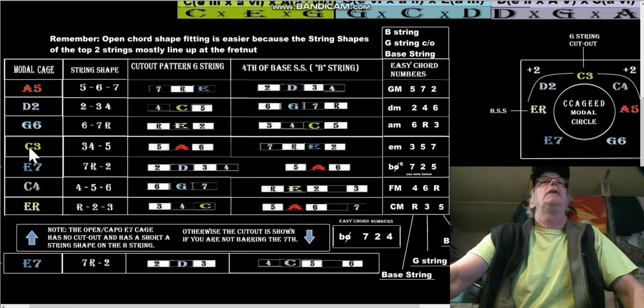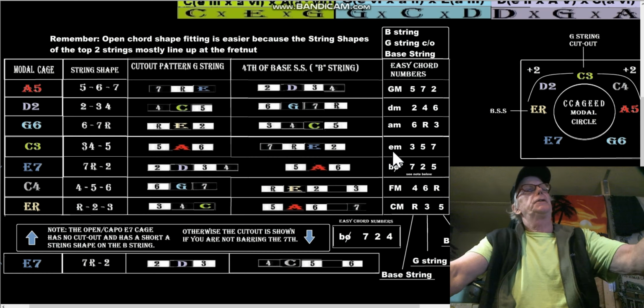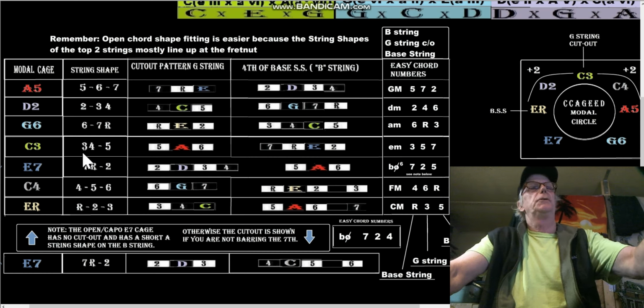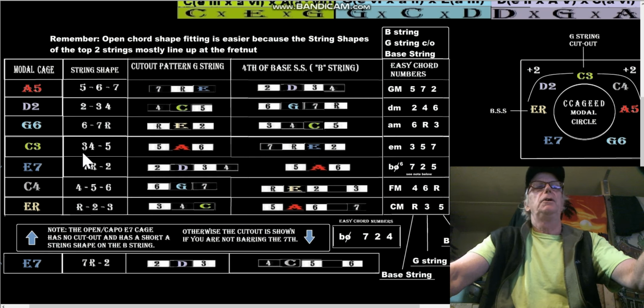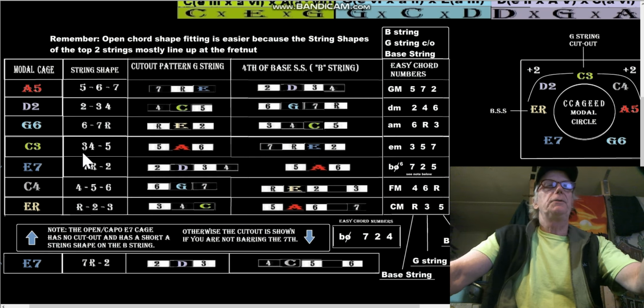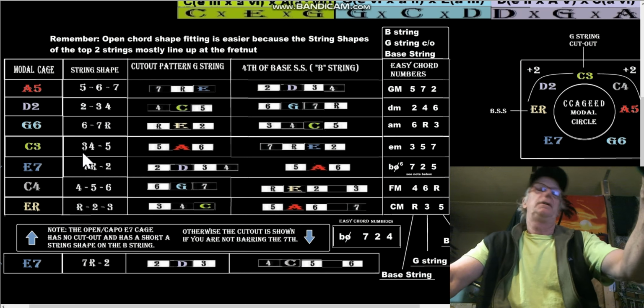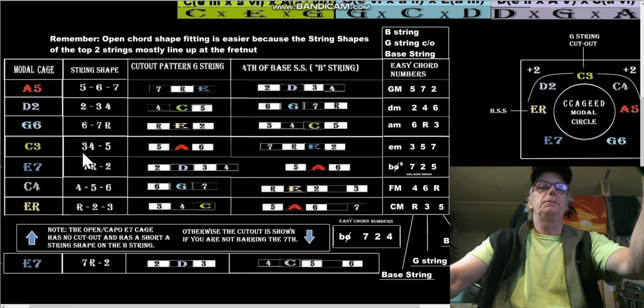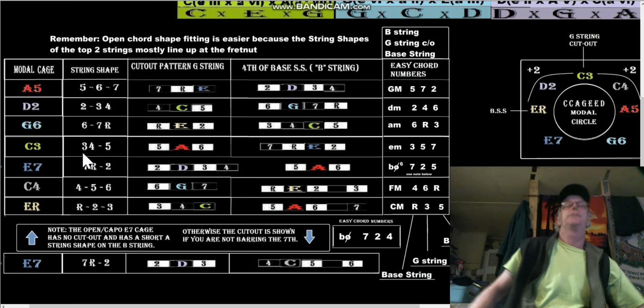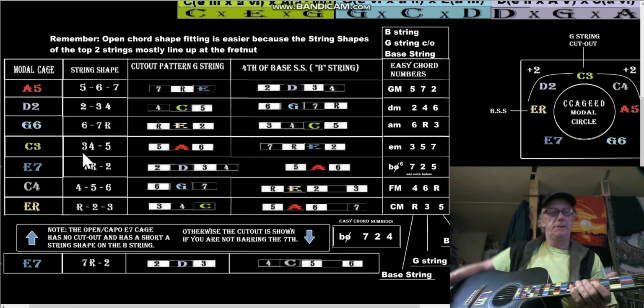So here we have C3. Let's start on that. It's going to give us an E minor in the key of C. The 3rd is E minor, so it's going to be 3, 5, 7. 3 is your bass string. The cut out's going to be on a 5, and the cut in's going to be on the 7. So let's see if we can play it from there.